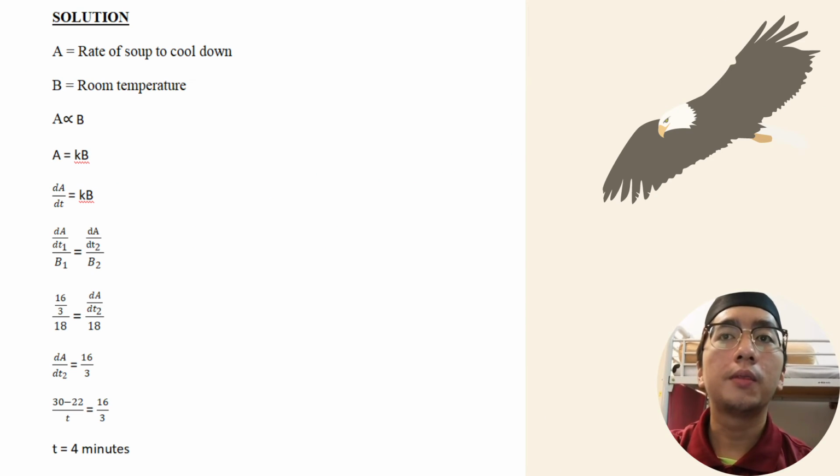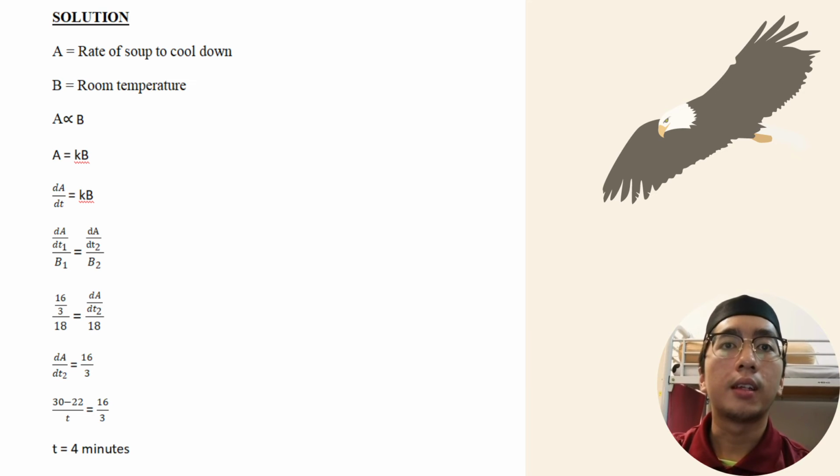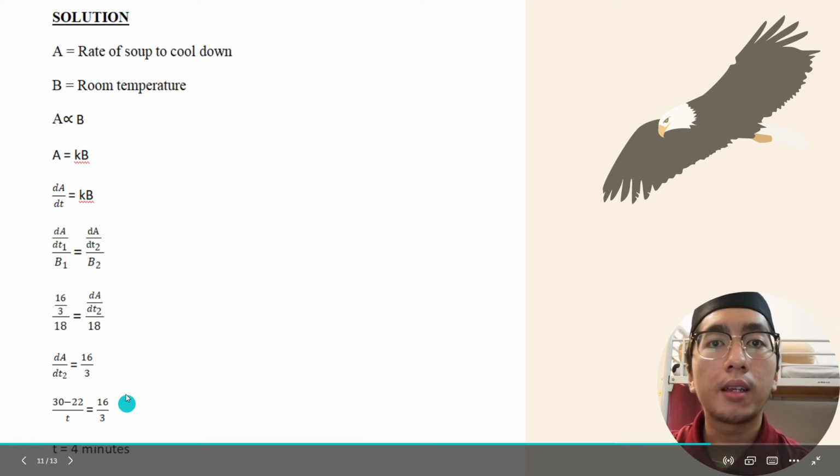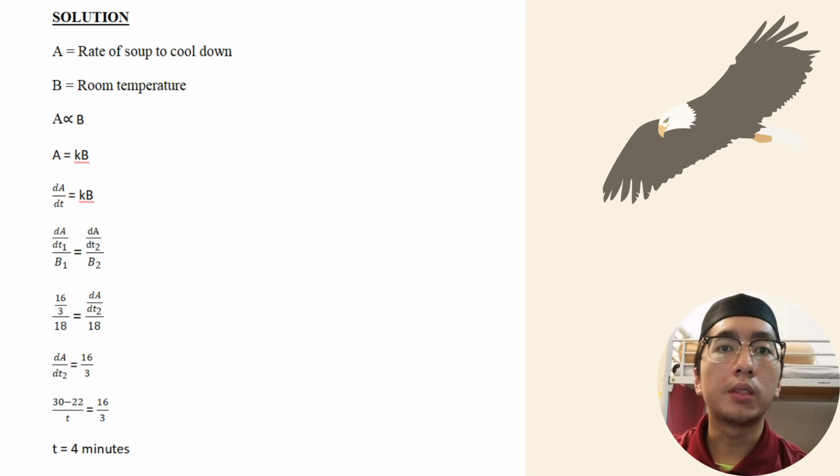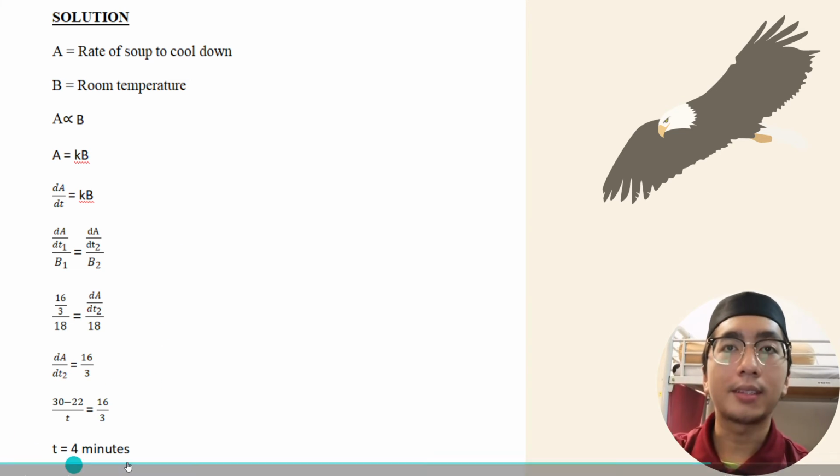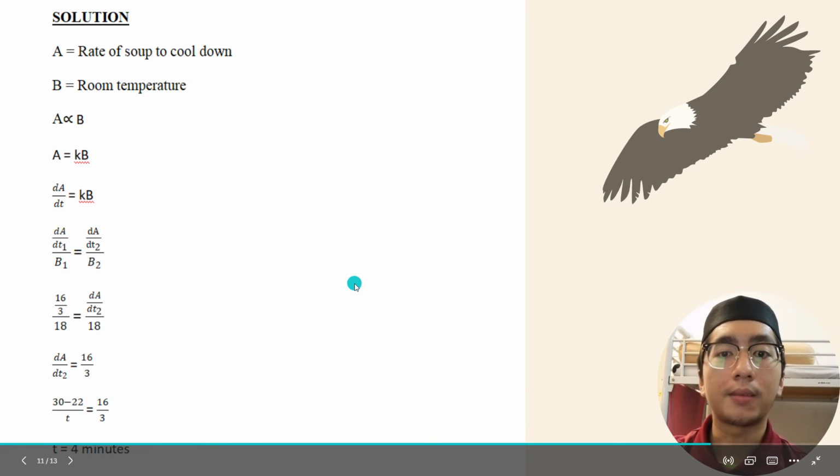Next, we substitute all the information that is stated in the question into this formula. The question stated that the room temperature is 18 degrees Celsius, and we use the rate of soup to cool down, which is from 30 degrees Celsius to 22 degrees Celsius. We subtract 22 from 30 and divide by time, equal to 16/3, and we use the cross multiplication method to find T, which is equal to 4 minutes. 4 minutes is the final answer.